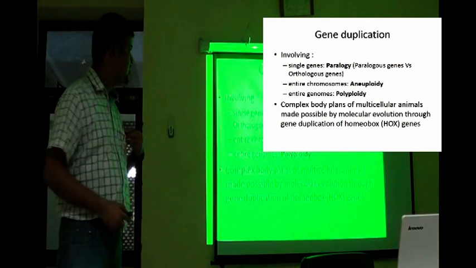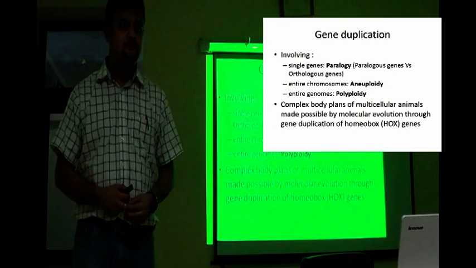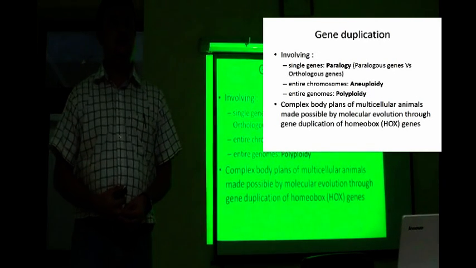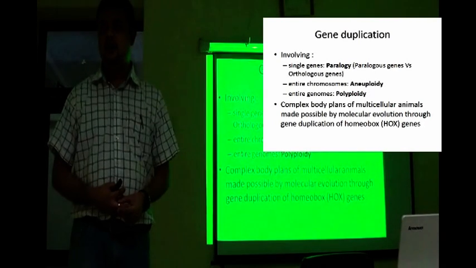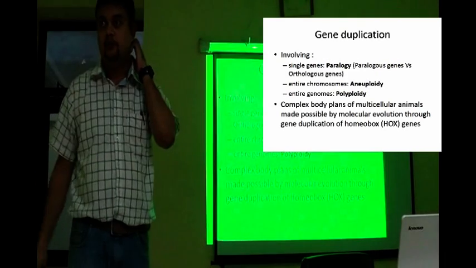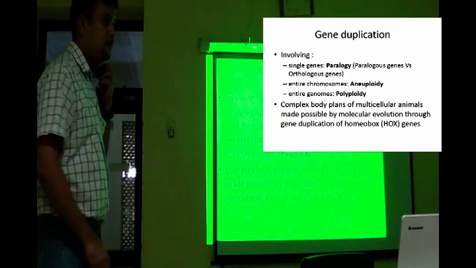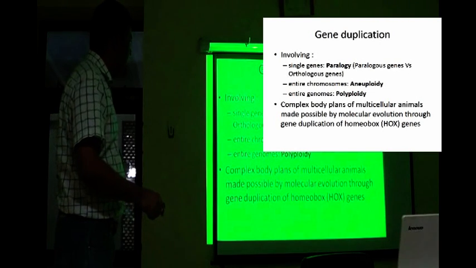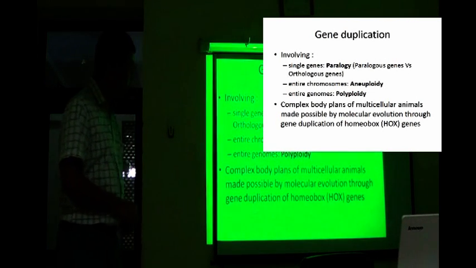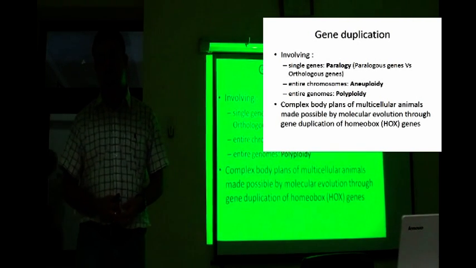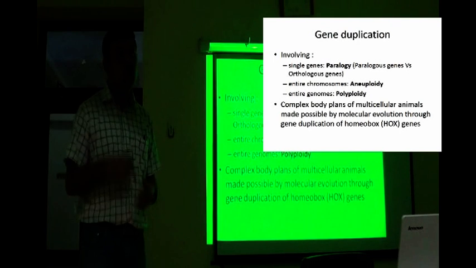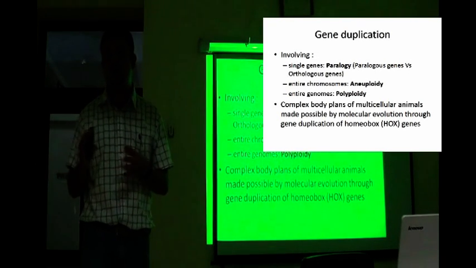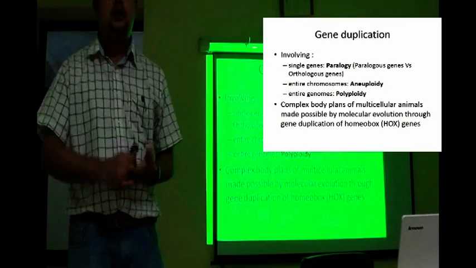Then entire genomes can duplicate, which results in something called polyploidy. This is especially common in plants. Wheat, for example, and most plants are polyploid, especially triploid or tetraploid. So you can see that polyploidy is another mechanism of molecular evolution, right? The complex body plans of multicellular animals were made possible by molecular evolution through gene duplication of homeobox genes. Hox genes are duplicated, and each duplicated gene has a different function. That is how organ systems have evolved. Okay, that is very interesting.